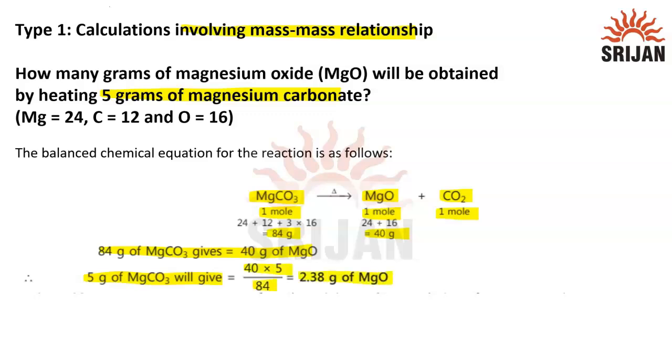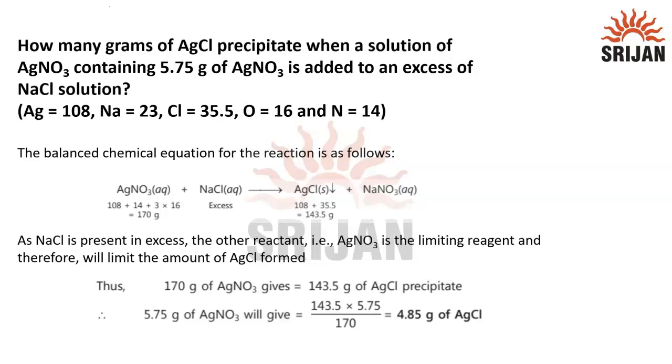That is 2.38 gram of magnesium oxide. Then the second we have, how many grams of AgCl precipitate when a solution of AgNO3 containing 5.75 gram of AgNO3 is added to an excess NaCl solution. Now let's write the balanced chemical equation. First of all, this is the chemical reaction.